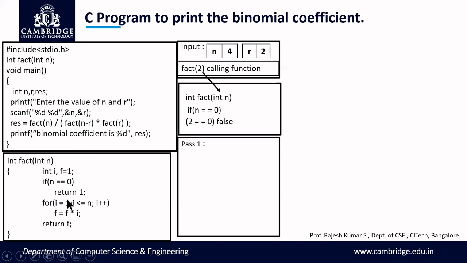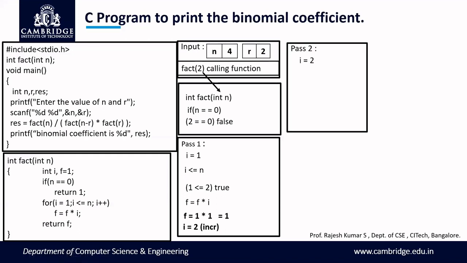Again we repeat the loop for i is equal to 1. i is less than or equal to n. Yes, that is 1 is less than or equal to 2. Yes, the condition is true. We are finding the f value. f is equal to f into i. That is, we'll get f value as 1. Increment i, it will become 2.